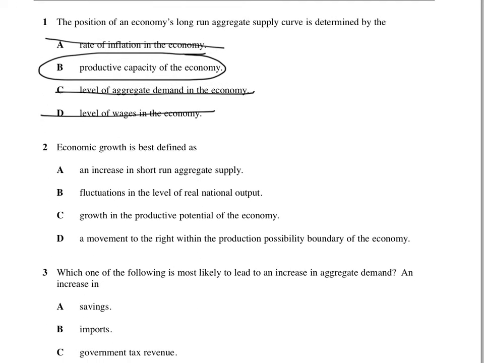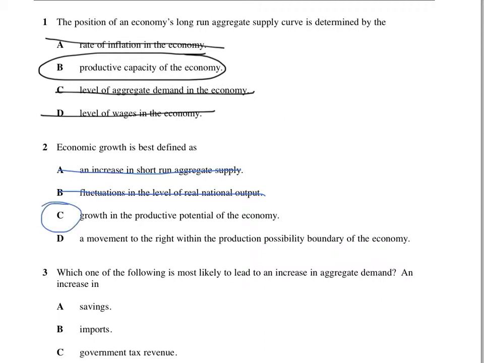Right, economic growth is best defined as... Now, in my head, I like defining it in my own head first. So I know economic growth is when the productive capacity of the economy increases, in my opinion. So, is it going to be an increase in the short run aggregate supply? No, because it should be long run aggregate supply. Is it best defined as fluctuations in the level of real national output? No, because fluctuations could be up or down, so it doesn't really make any sense. C, growth in the productive potential of the economy, that's obviously right.